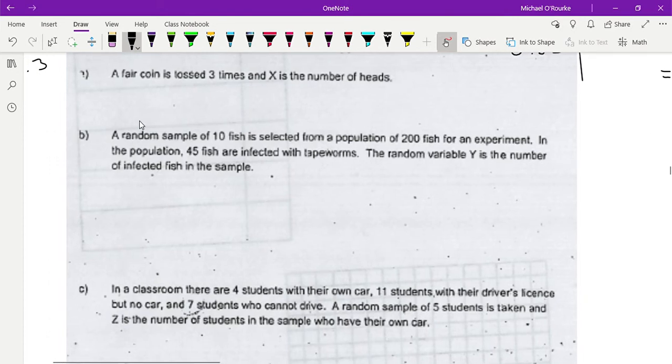Okay, first look at here. A fair coin is tossed 3 times. X is the number of heads. Is that hypergeometric or not? Or is that binomial?